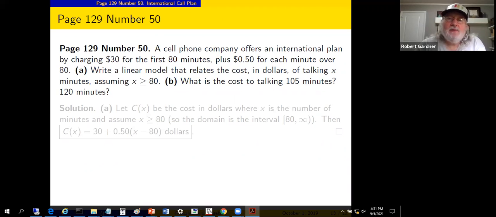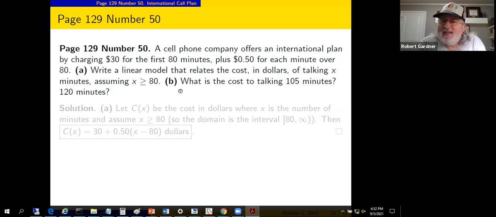Another example, also related to cell phones. A cell phone company offers an international plan by charging $30 for the first 80 minutes plus 50 cents for each minute over 80 minutes. Write a linear model that relates the cost in dollars of talking x minutes, assuming x is greater than or equal to 80. Use that function to calculate the cost of talking 105 minutes or 120 minutes.